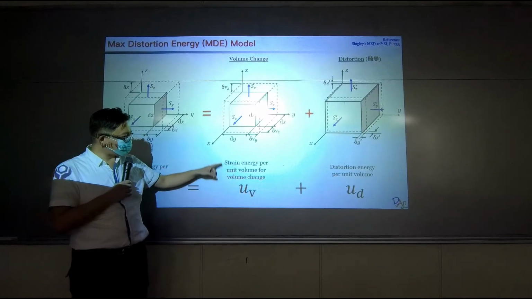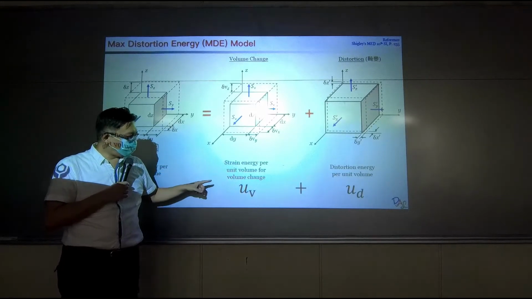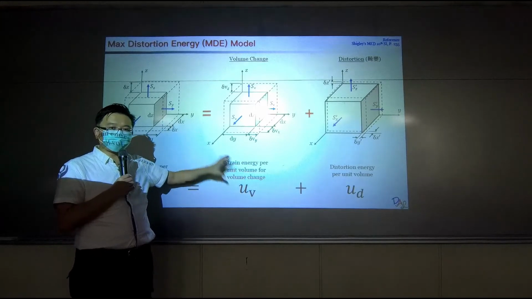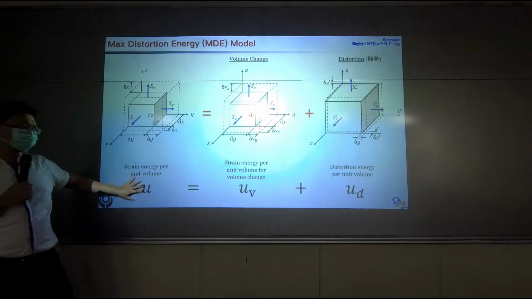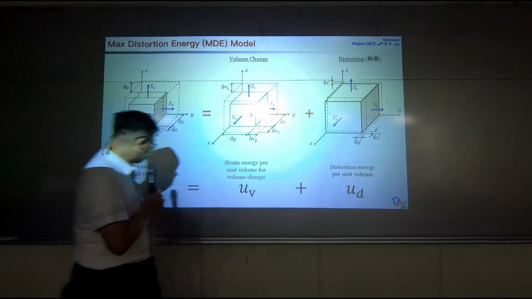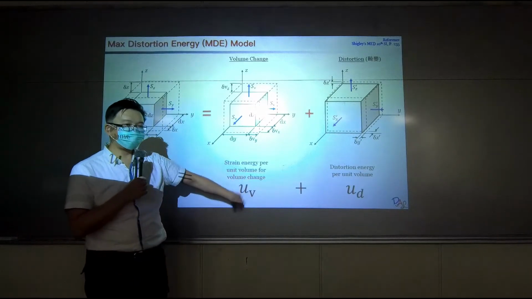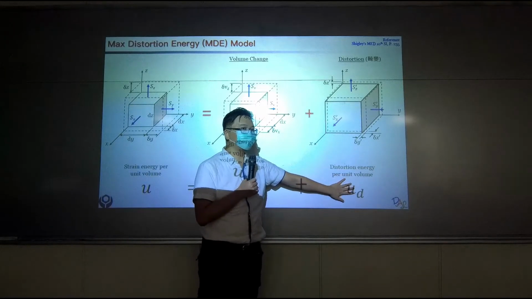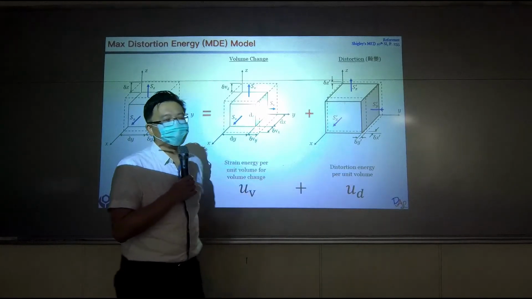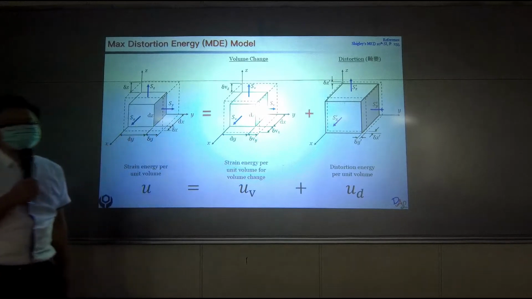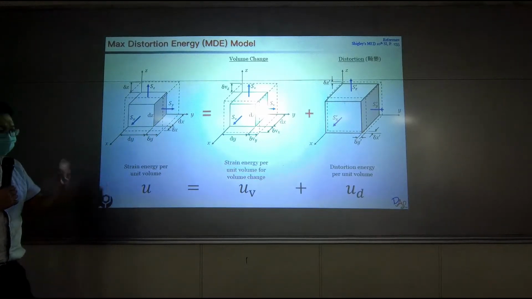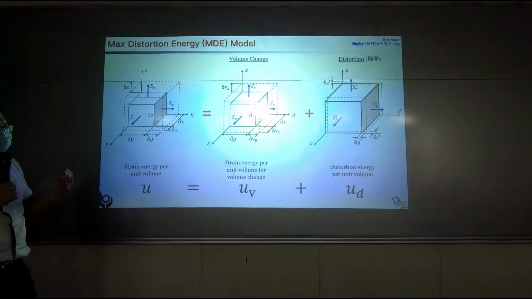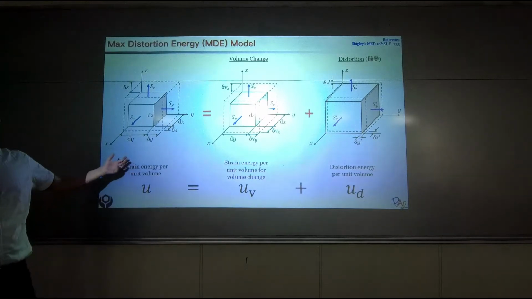We calculate the strain energy for pure volume change first, and then since we already know this, we can just use U minus UV to get UD. This is a really unique way to derive distortion energy. So if you are interested, I hope you can watch the video again to realize the beauty of this part.